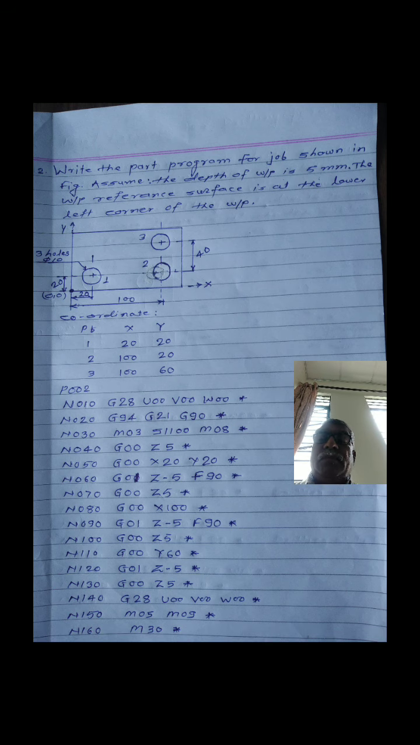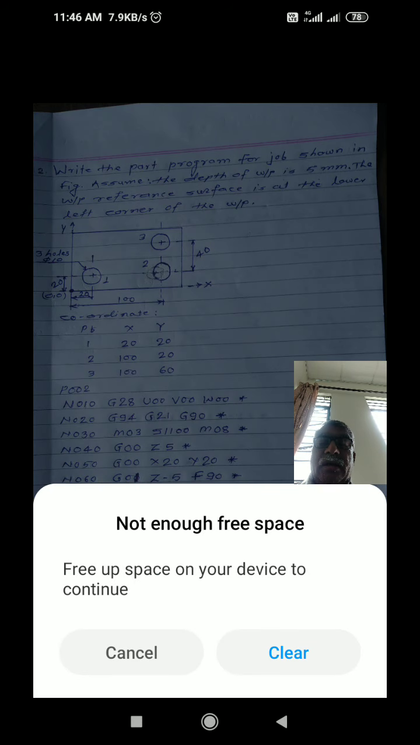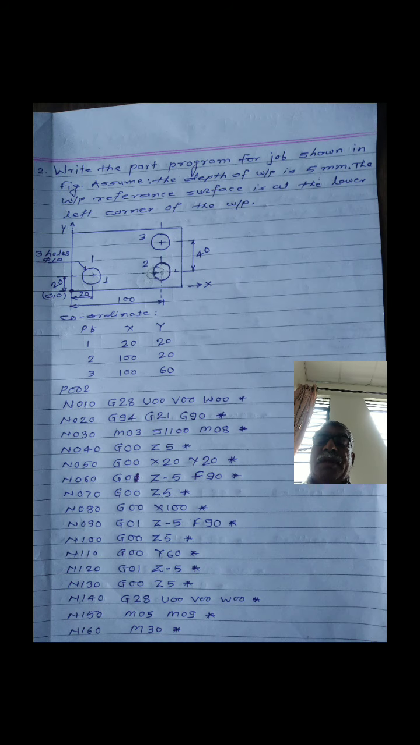Okay, then you have to locate the workpiece 0. The workpiece 0 is always at the corner of the workpiece as shown in the figure, that is x0, y0, z0. Is it okay? From this reference point you have to measure all the coordinates along the x direction, along the y direction. Is it okay?